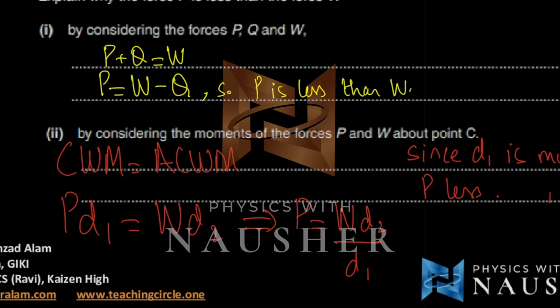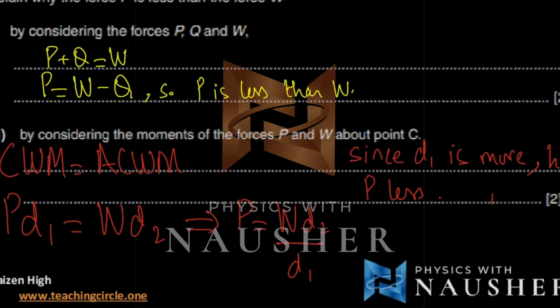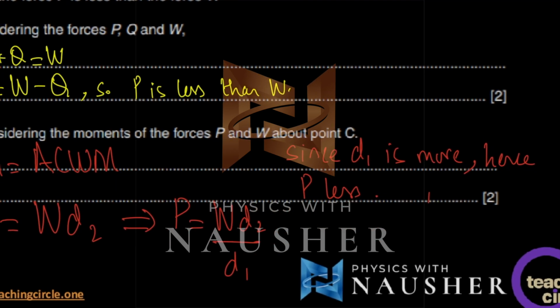And by considering moments, we know clockwise equals anti-clockwise. So P into D1 should be equal to W into D2. So if you make P the subject, it'll be W into D2 over D1. And then you will say, since D1 is clearly the bigger distance, P will be less. W is constant, D2 is constant, they're not changing. So you can clearly see that since D1 is larger than D2, then P will be less. They have an inverse relationship.